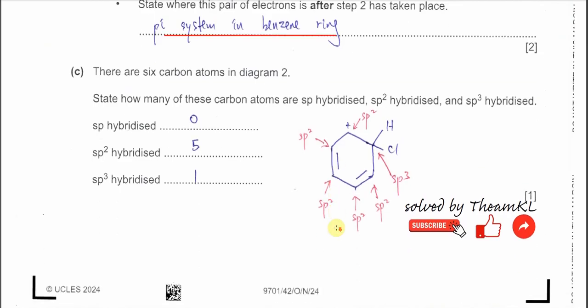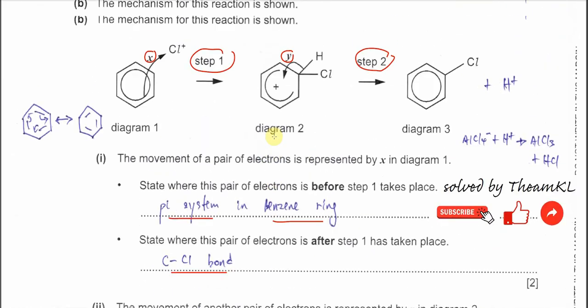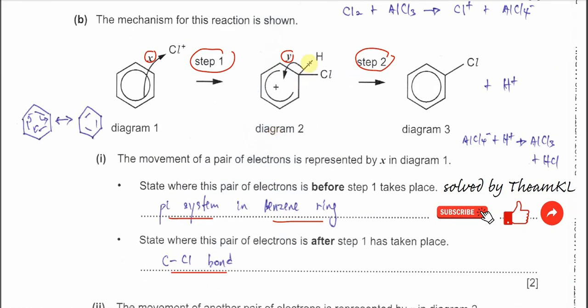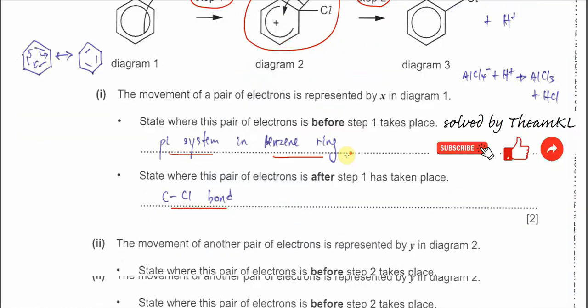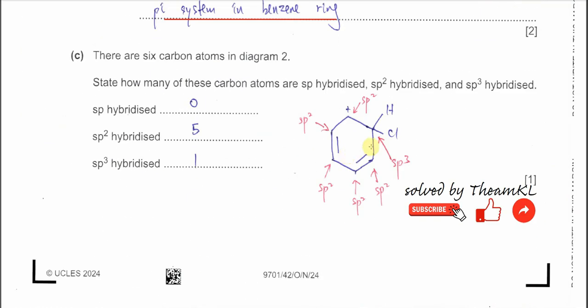Okay, part C. There are 6 carbons in diagram 2. Actually, this one, this one. So I bring this one and I put the hybridization of each carbon here. This one is similar to diagram 2, but I put the double bonds here and the positive charge. This is one of the resonance structures of the species.